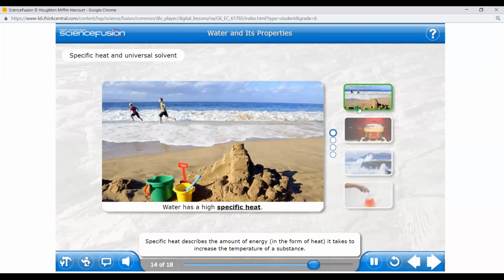Specific heat describes the amount of energy, in the form of heat, it takes to increase the temperature of a substance. Water has a high specific heat, so it can absorb a lot of energy without becoming too warm. This property allows beachgoers to cool off in the ocean while the sandy beach becomes hot.